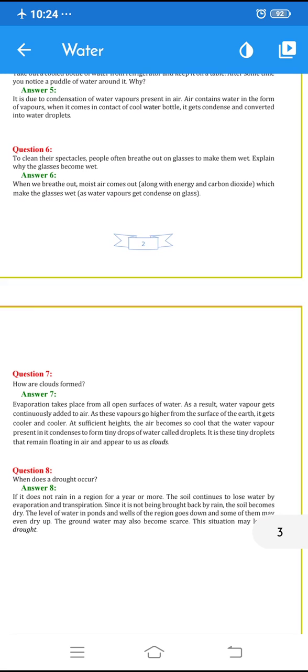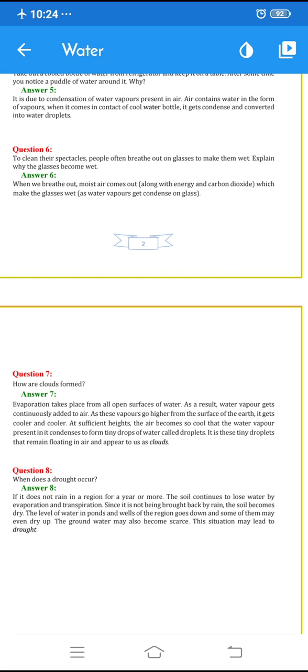So what is that? Along with the energy and carbon dioxide. Energy is also released and carbon dioxide is also released when we breathe out, right? Scientifically, when you breathe out, we are releasing carbon dioxide outside. Am I right or not? So when you breathe out, the air comes out.